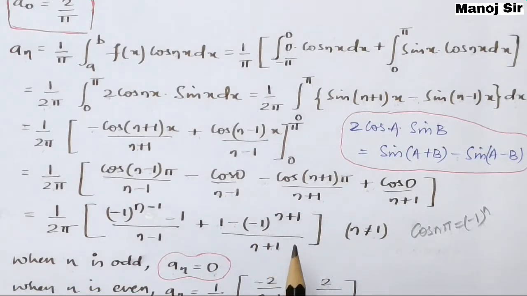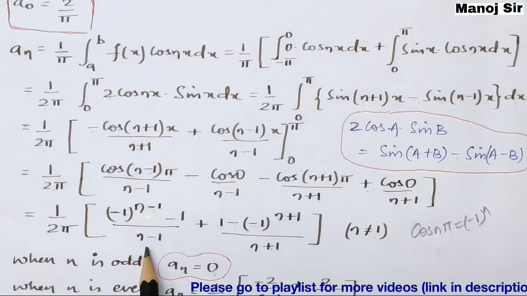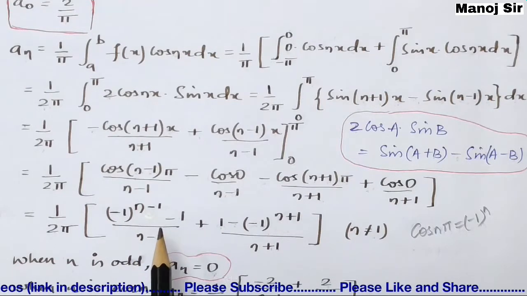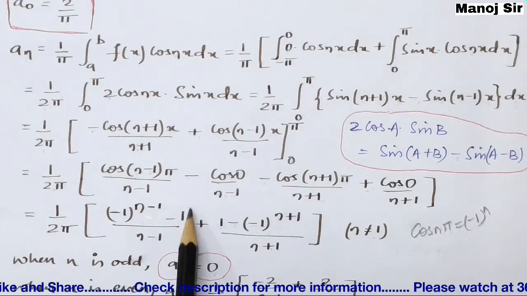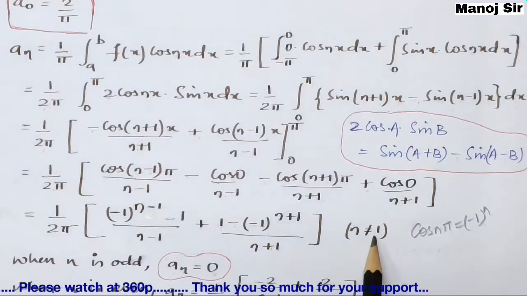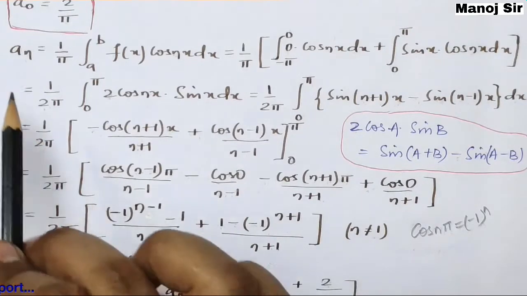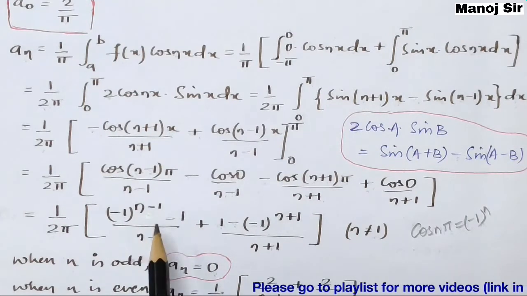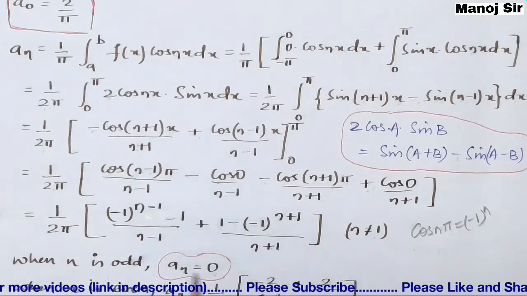Now here you can see one thing: in the denominator we have n minus 1. In the Fourier series you have n equals 1 to infinity. If you put n equals 1 here, this term is going to be infinite. So this is the value of an when n is not equal to 1. It means the value of n starts from 2 to infinity. When n ranges from 2 to infinity, it means we need to find a1 separately.